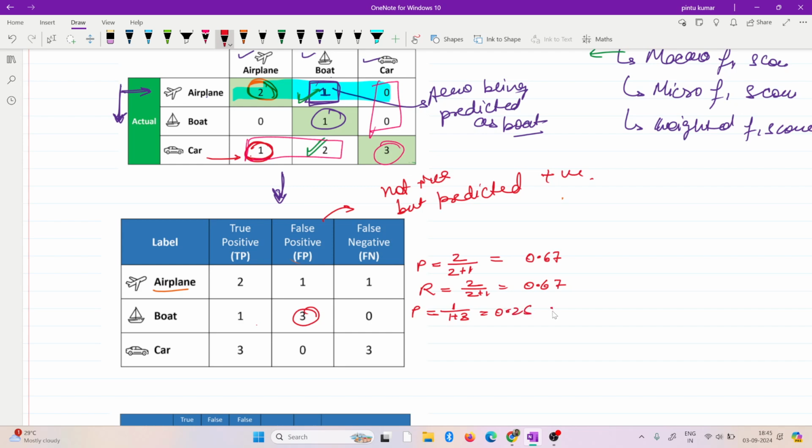So it is doing pretty bad on this particular class. The recall for it is 1 divided by 1 plus 0, which is 1. And for the third one, precision is 3 divided by 3 plus 0, which is 1. And recall is 3 divided by 3 plus 3, which is 0.5.